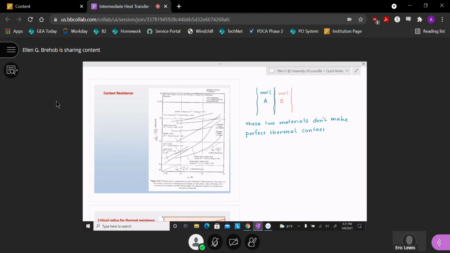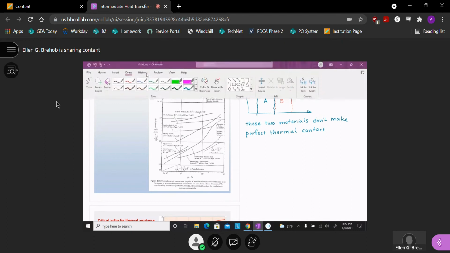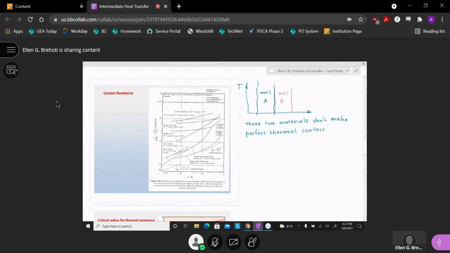Okay, all right, so these two materials don't make perfect thermal contact. So there's what's called a thermal contact resistance to them. So let's say material A is hotter, and I'm going to draw a temperature distribution. So this is temperature, and I'm moving through these materials. The temperature distribution looks like this through material A. It's dropping off. I've got heat moving in this direction.